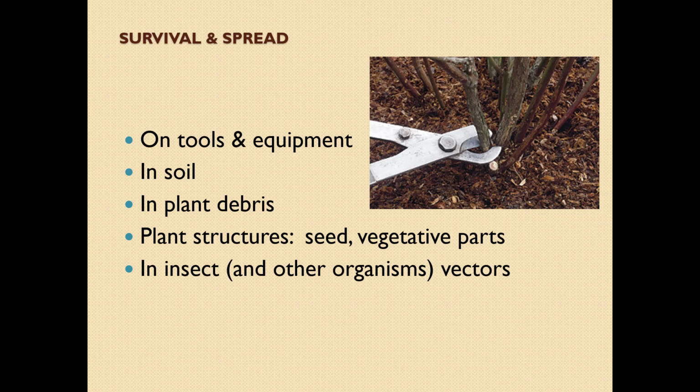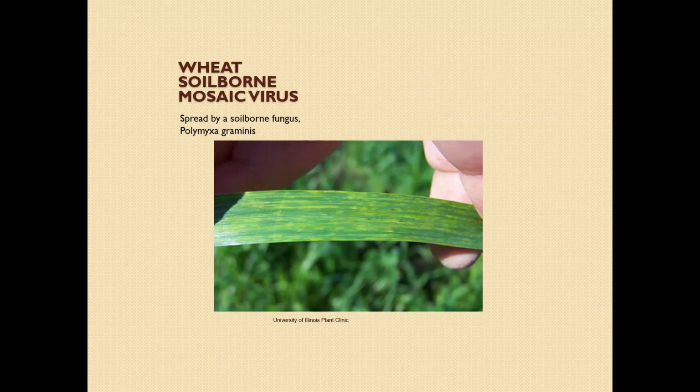So survival and spread can happen on tools and equipment, in soil, in plant debris, plant structures, seeds, vegetative parts, in insect and other organism vectors. And here's a soil-borne mosaic virus, spread by a soil-borne fungus, wheat soil-borne mosaic virus.